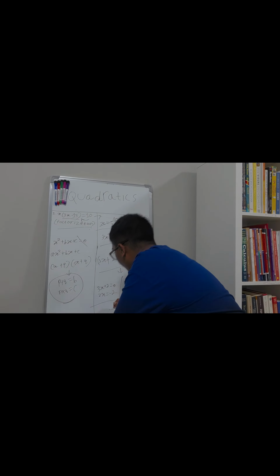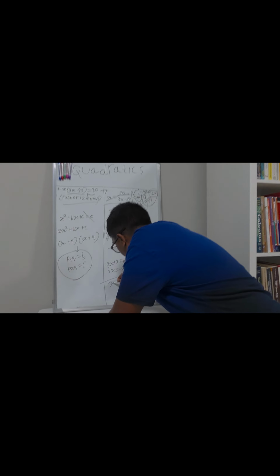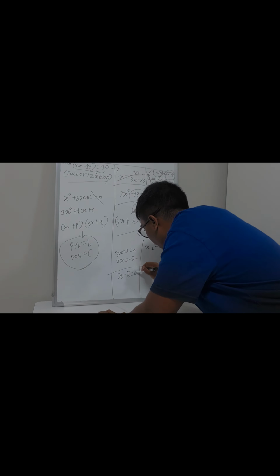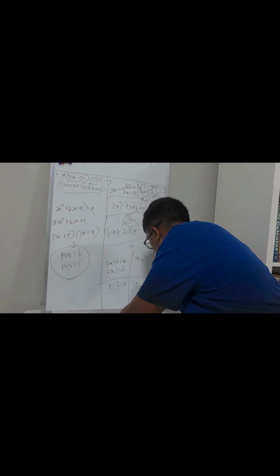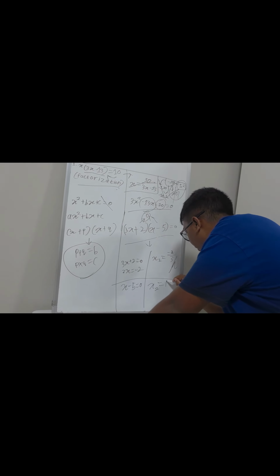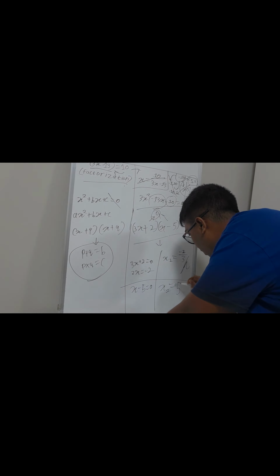And now we are going to solve for x2, which is x minus 5 is equal to 0. So x2 is equal to 5 or plus 5, depending on how you write it. You can write the sign. You don't have to write the sign, but you can do it anyway. And there you have it, folks. This is how to solve a quadratic equation by factorization.